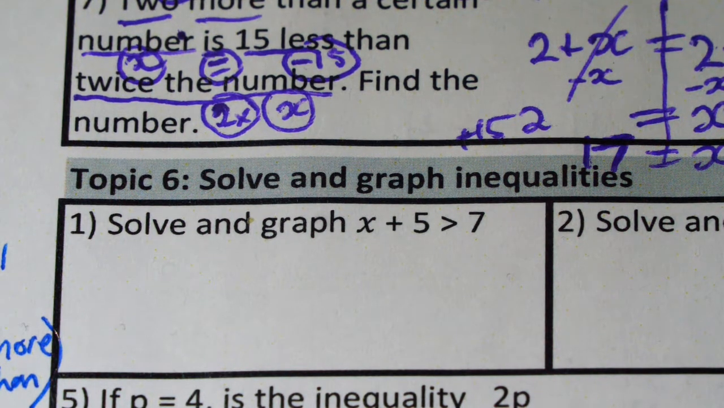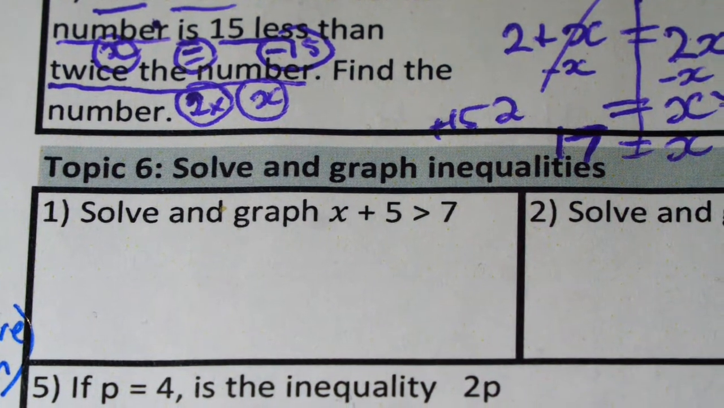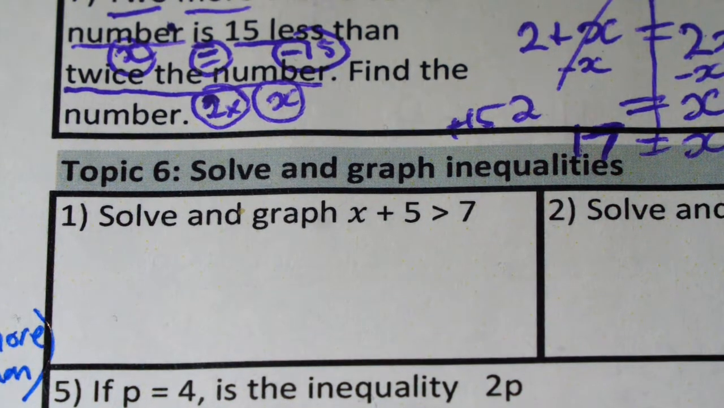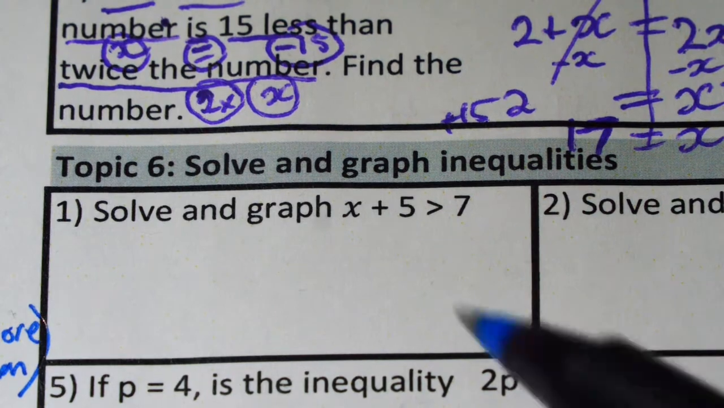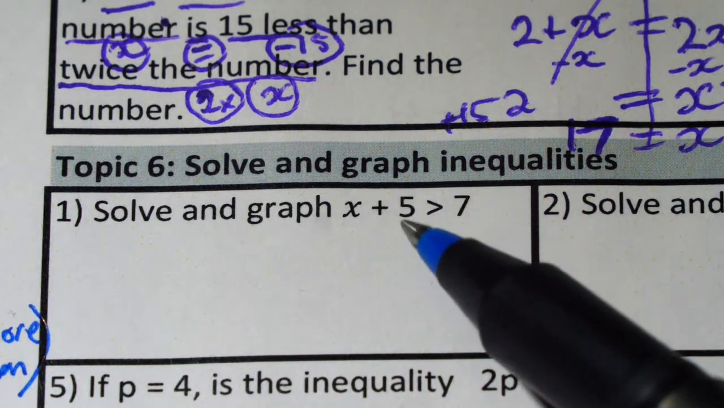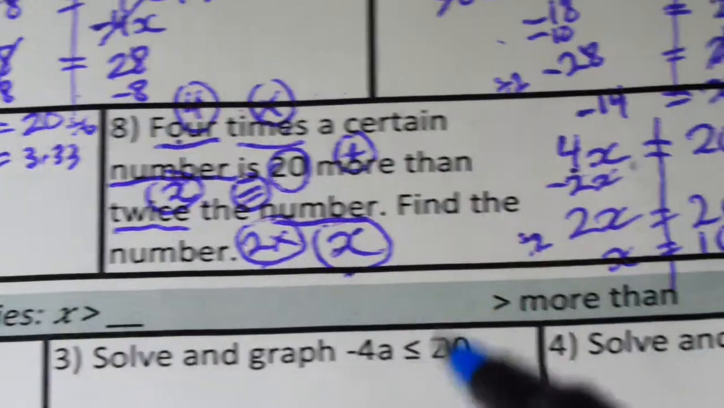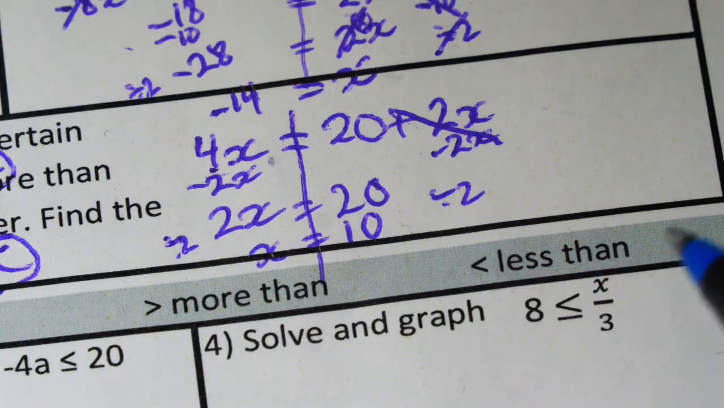Topic 6, solve and graph inequalities. Okay, so we are still solving here like we solved equations. We're trying to find the answer, but this time it's not an equation. There's no equal sign. It's an inequality. So inequalities have this sign, the more than sign, or the less than sign.